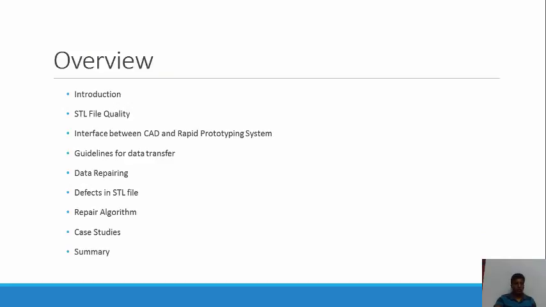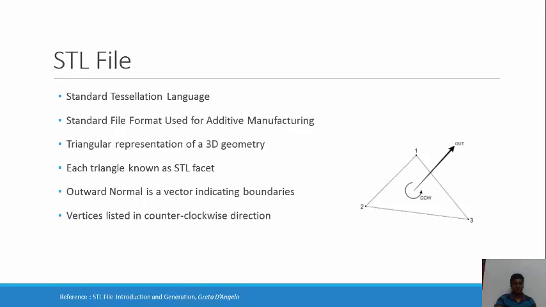As I told, I will be showing how the STL file quality is determined and what the interface between the CAD and rapid prototyping system is, the guidelines needed for data transfer, the data repairing, all the defects that are occurring in STL file, how they are repaired, that is the algorithm which is used, and I have also added two case studies in this presentation.